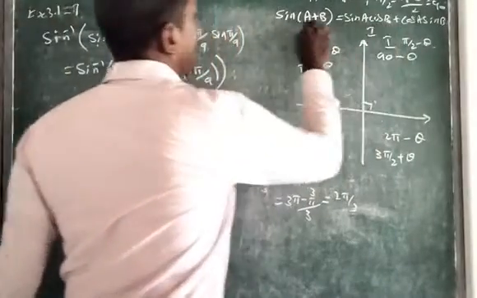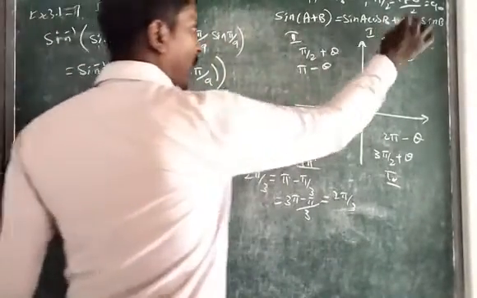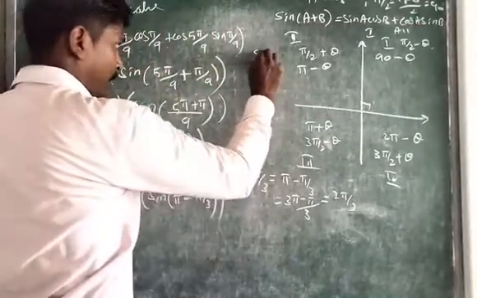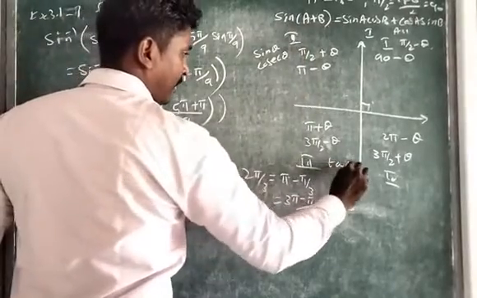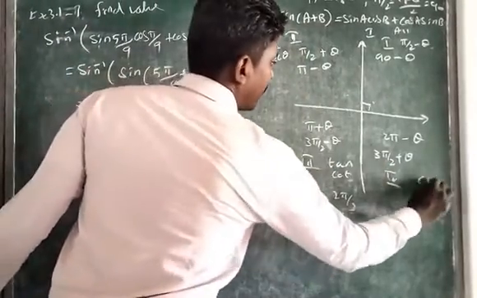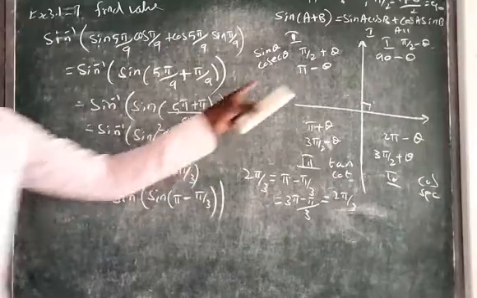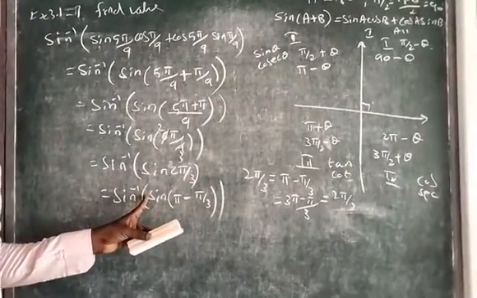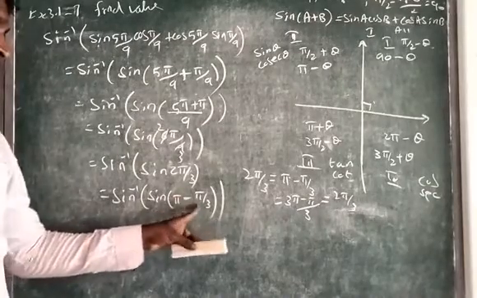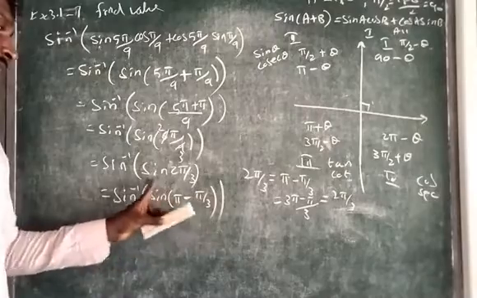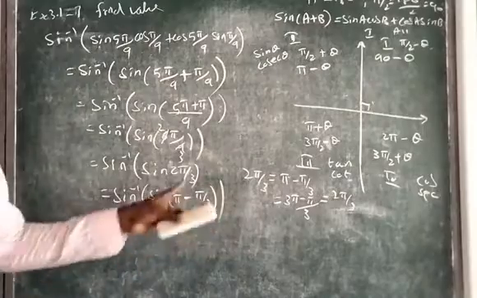This is the first quadrant, second quadrant, third quadrant, fourth quadrant. In the first quadrant all ratios are positive. In the second, only sine and cosecant are positive. Here tan and cot, here cos and secant. So 180 lies in the second quadrant. When it lies in the second quadrant, there is no need to change the ratio. Same positive will come. When pi minus theta, pi plus theta, 2 pi minus theta come, no need to change the ratio.